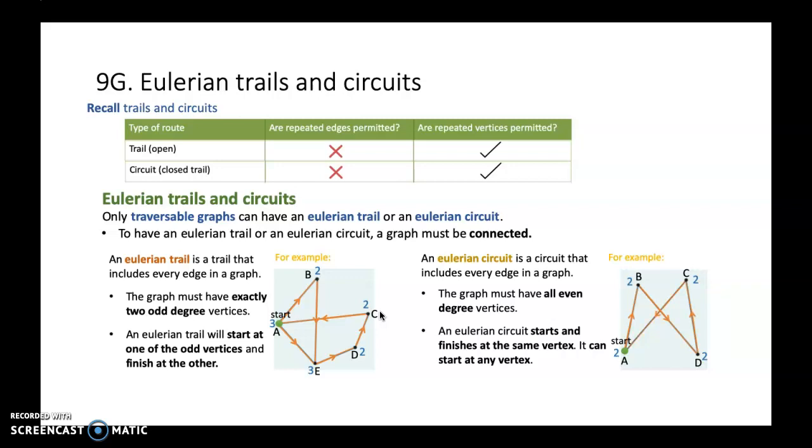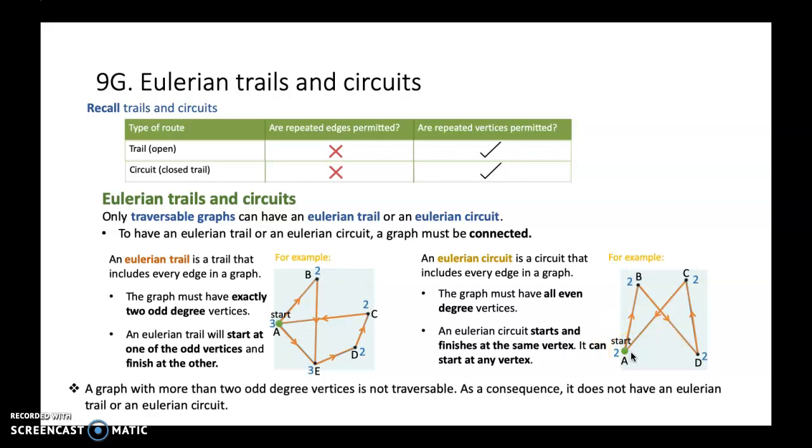So as you can see, for these two examples, we include all the edges in a graph. The only difference is we start and finish at different vertices for an Eulerian trail, but for an Eulerian circuit, we start and end at the same vertex.